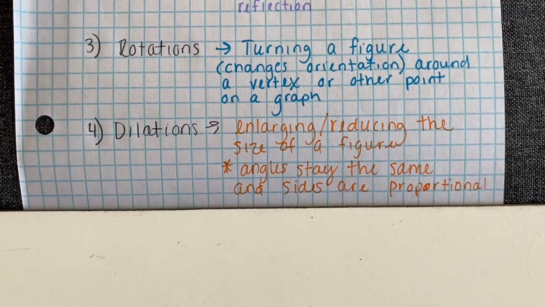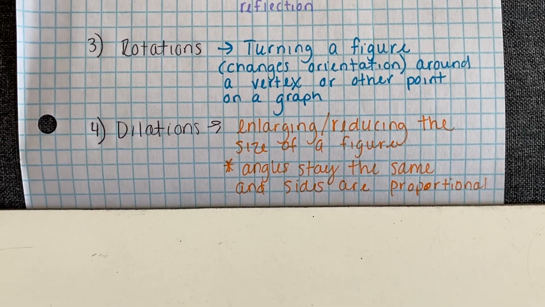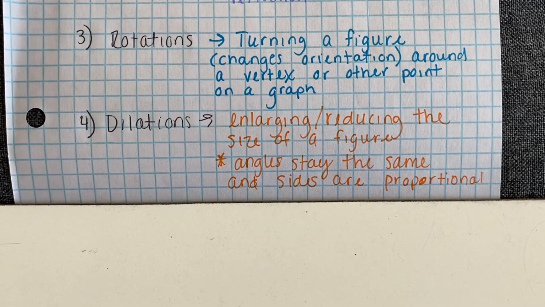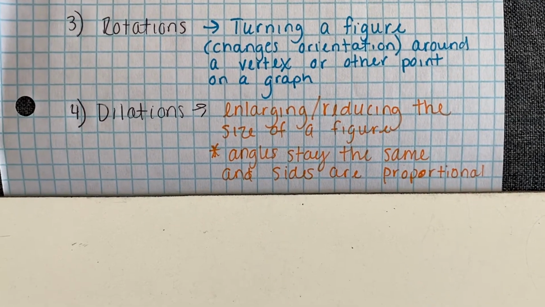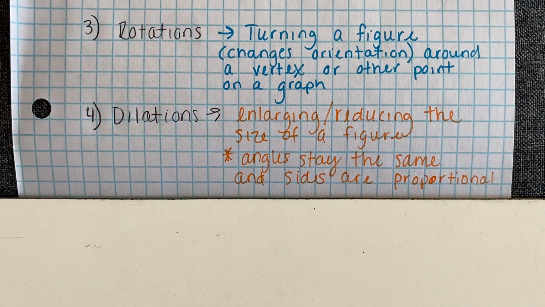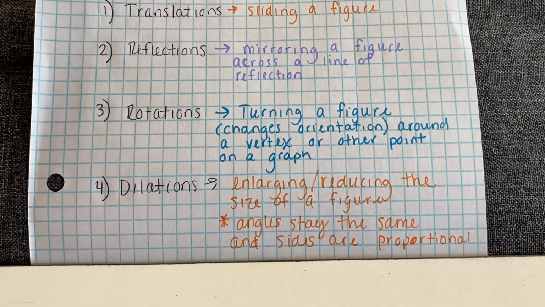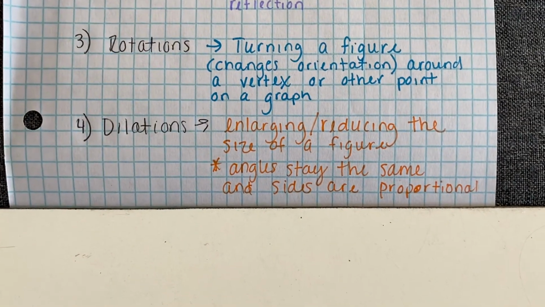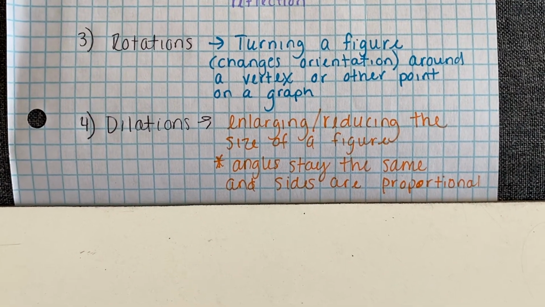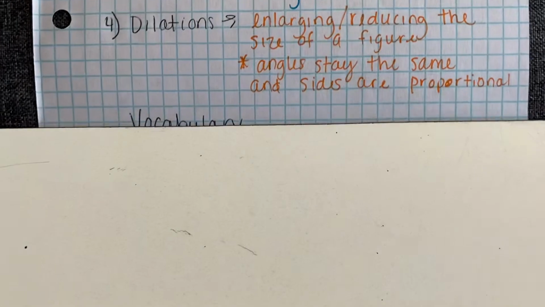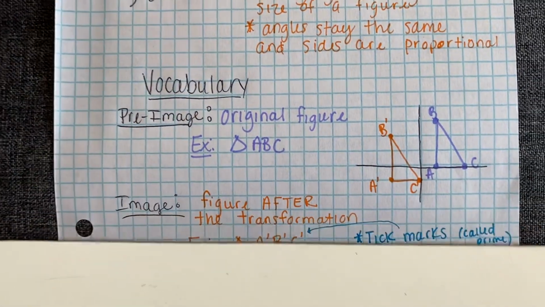What's important is that the angles stay the same and the sides are always proportional. This is the only transformation that changes the actual size. All of the other 3 up here do not change size. Dilations is the only one that changes sizes. So that's pretty important. And then some vocab you're going to want to know here.